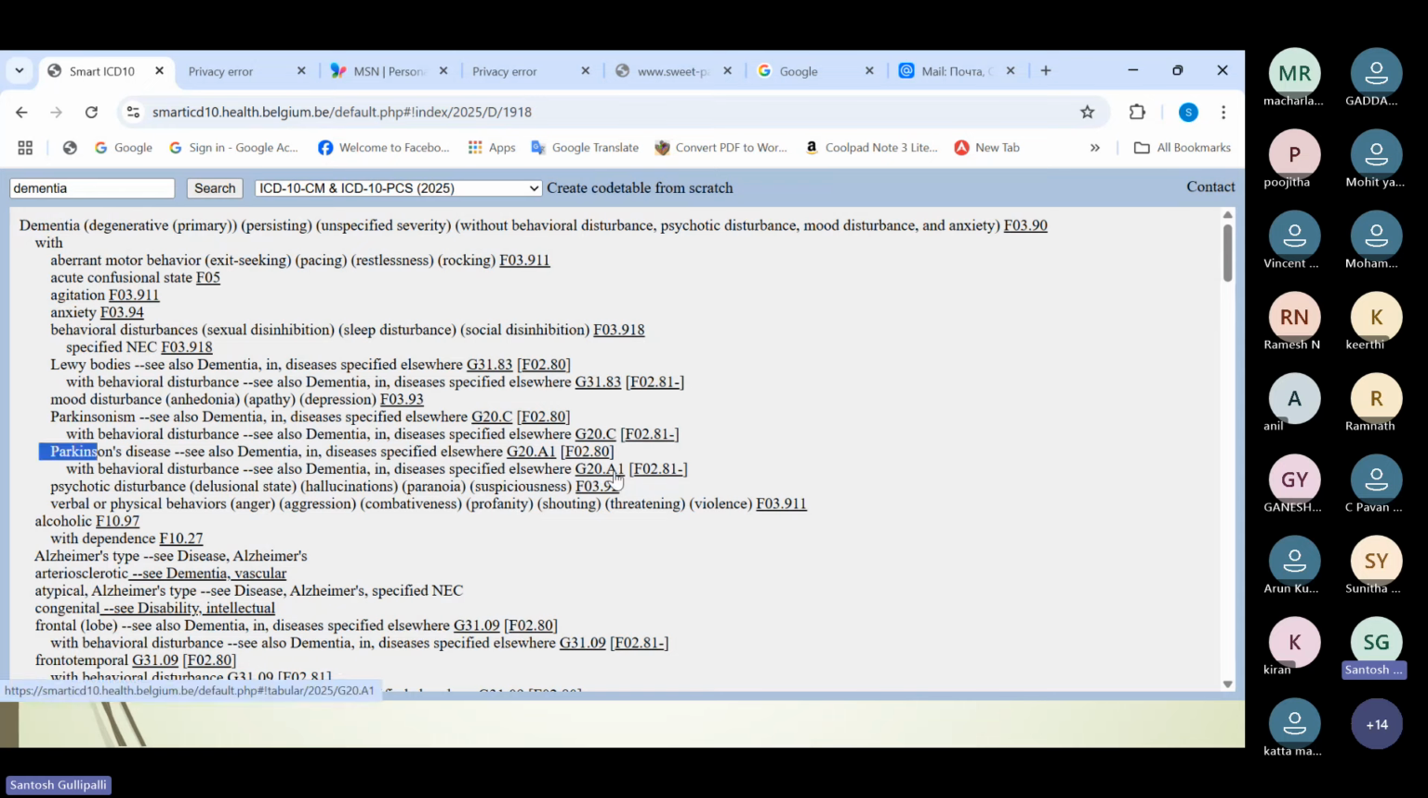The first code is G20.A1, that is Parkinson's disease. And you can give an additional code for F02.80. In this bracket, this code is a manifestation code. So a manifestation is never used as principal diagnosis. These bracketed codes are never assigned as PDX level; they are always secondary diagnoses. So these are manifestations. What is meant by manifestation?